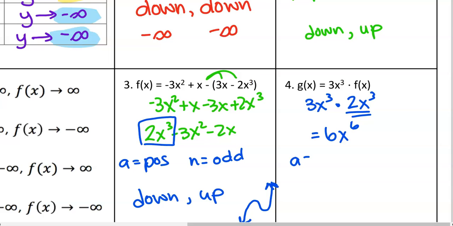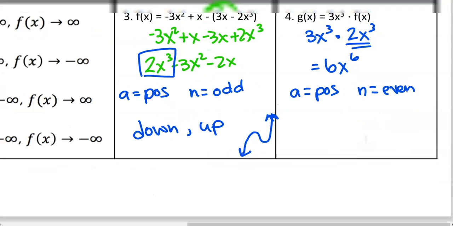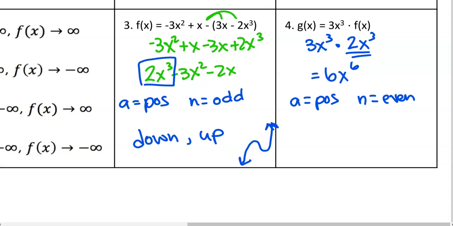Is this a positive or negative term? Is my exponent an even or odd number? I was trying to make it odd. It is even. So what does that mean about my ends? Up and up. So they go up and up. Bonus question, how many turns in between them? 5. Watch. 1, 2, 3, 4, 5.